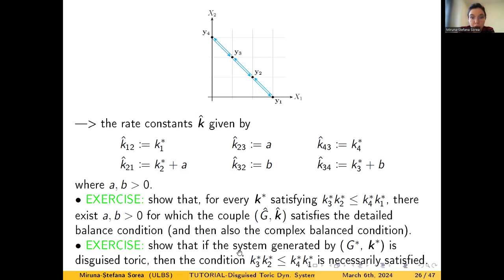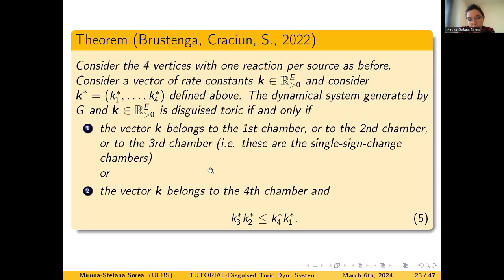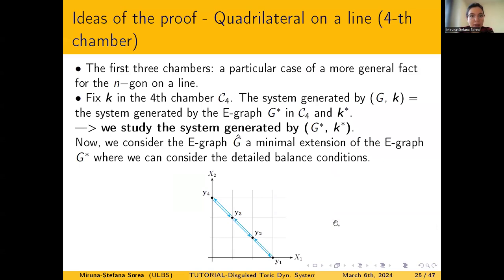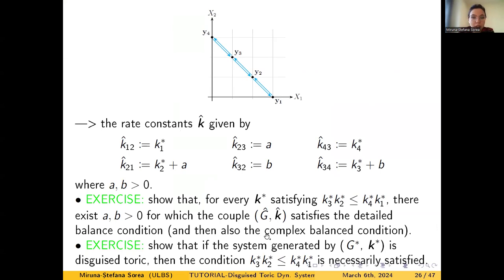So let's recall what we said. We want to prove for the fourth chamber that the dynamical system in the fourth chamber is disguised toric if and only if we have this inequality here, this Segre inequality, we can call it, if you want. Because it's an if and only if, obviously, there are two steps. First, we will show that this is left as an exercise. I don't know if there is time at the end, but otherwise you can read it in the paper.